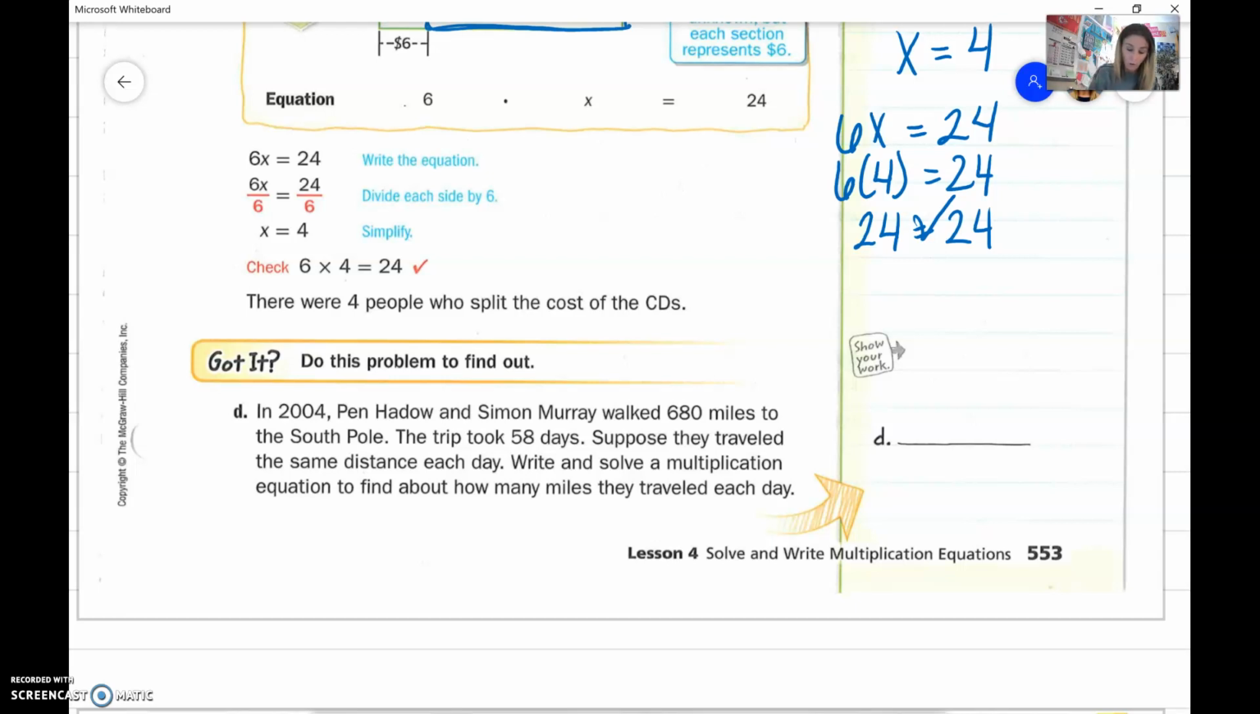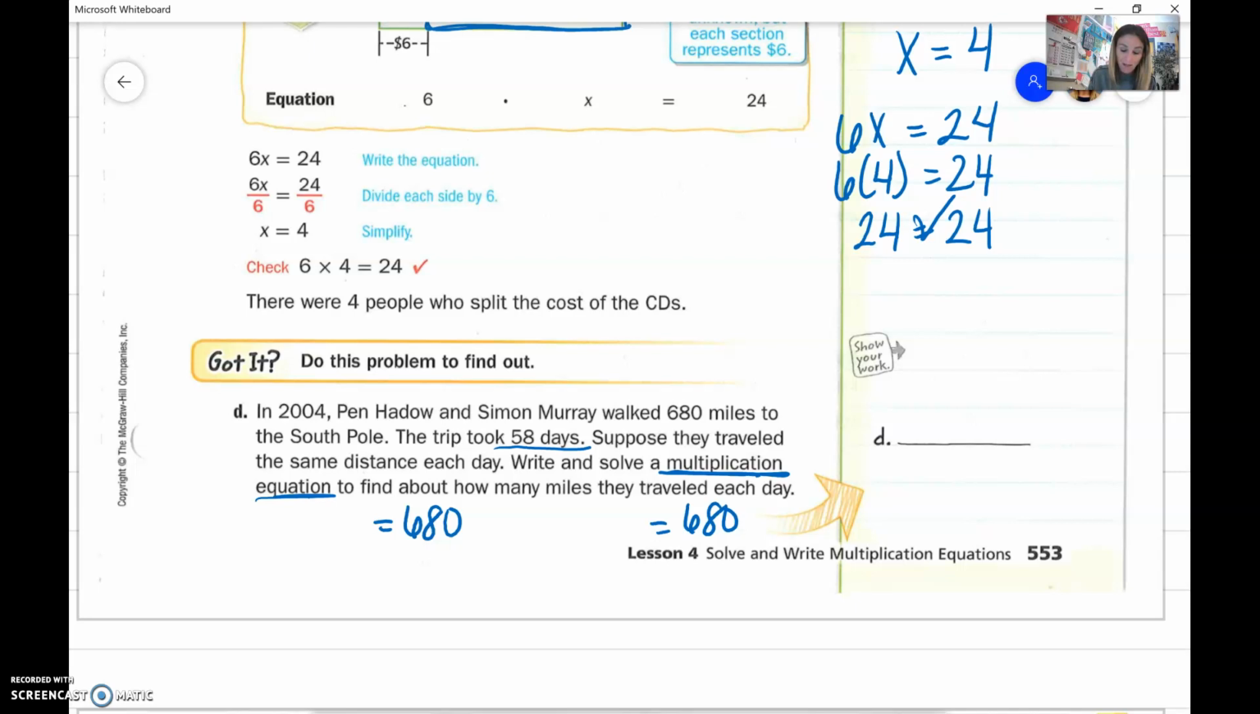That's the total, so we know that's going to be on one side of the equation. I'm going to write it twice because I'm going to do my solve and check. There's not a ton of room, so I didn't write solve and check. All right, the trip took 58 days. Suppose they traveled the same distance each day. Write and solve a multiplication equation, guys. It's going to tell you what kind to write. Multiplication, division, addition, subtraction. Make sure you write the correct one.